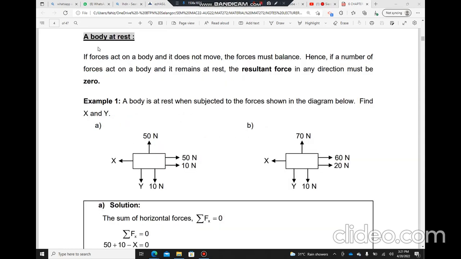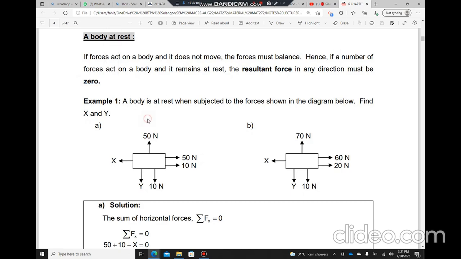Okay, kita tengok first bila a body at rest. Maknanya body tu dia tak bergerak. So, if forces act on a body and it does not move, the forces must balance. Hence, if a number of forces act on a body and it remains at rest, the resultant force in any direction must be zero. Okay, so maksudnya kat sini, katakan objek ni dia berada pegun ataupun tak bergerak. So, force dia, tekanan dia mesti balance ataupun resultant force dia mesti equals to zero.